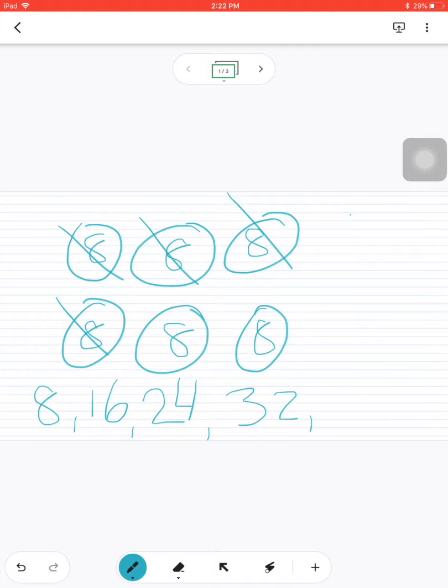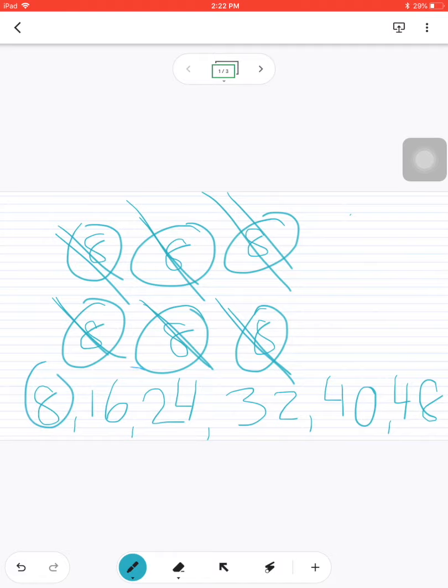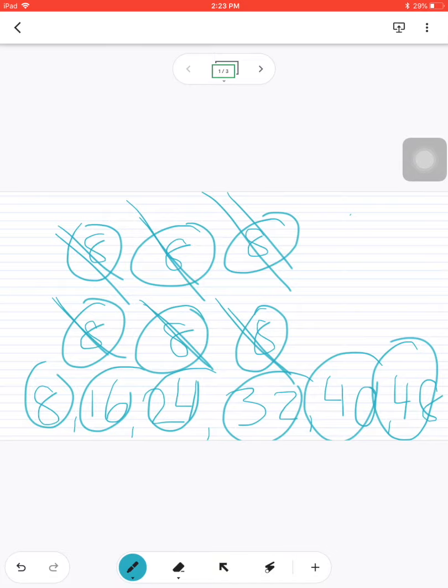I'm just making sure I'm on track. I'm not counting too many times. Then I'm going to have 40. It's my 5th one, and 48 is my last one. Notice how I'm checking off each circle, each group I'm counting, as I count each skip count. So I've got my 6 skip counted groups of 8, and I've got 48 total books, right?